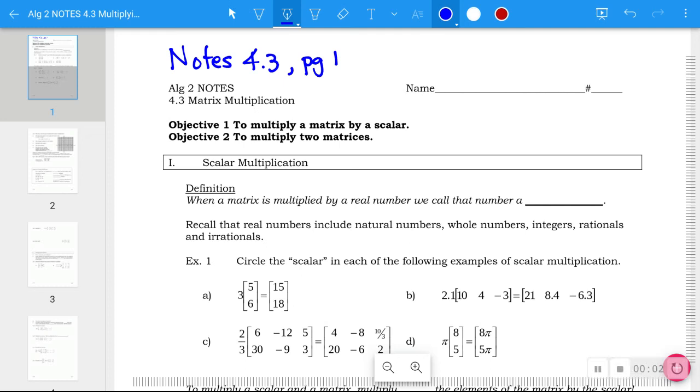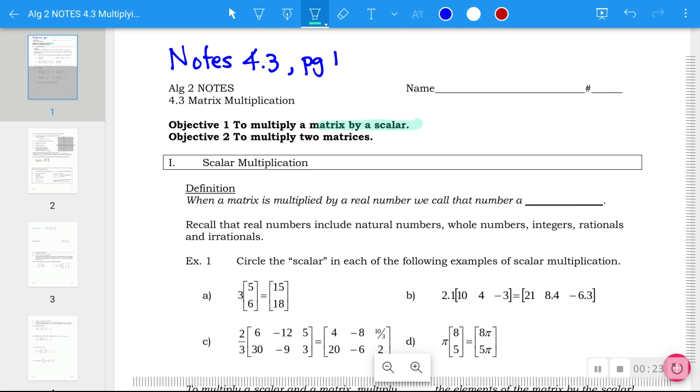Okay, welcome to Algebra 2 Notes for Section 4.3. This is page 1, and in this section we're going to learn how to multiply matrices. There's actually two types of multiplication. There's an easy type that we're going to learn at the start here. It's called multiplying by a scalar number.